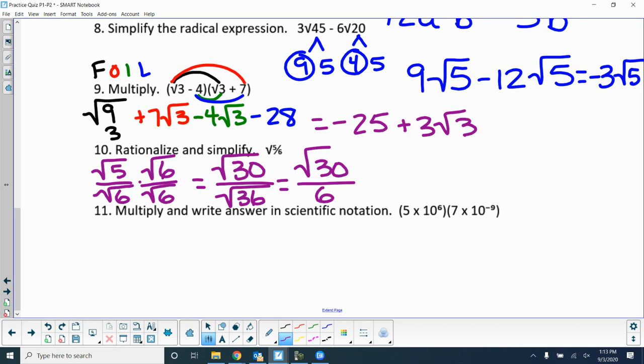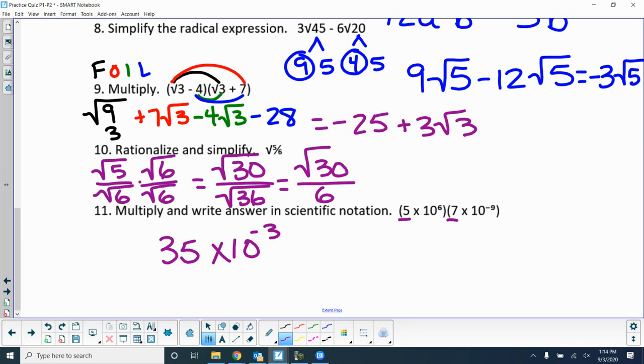All right, but it's two scientific notation numbers to multiply or divide, and then you have to write your answer in scientific notation. So when I have multiplication, I just take the two numbers out front and multiply them. And then all you have to do is add the exponents. 6 plus a negative 9 would be negative 3. Is that acceptable? 35 times 10 to the negative third?